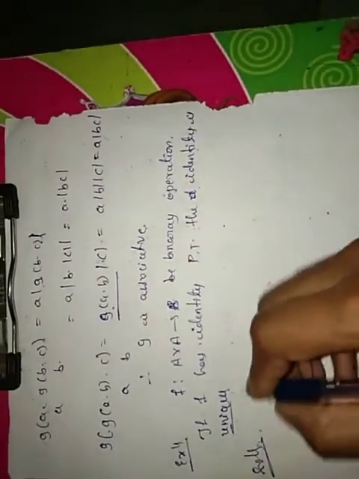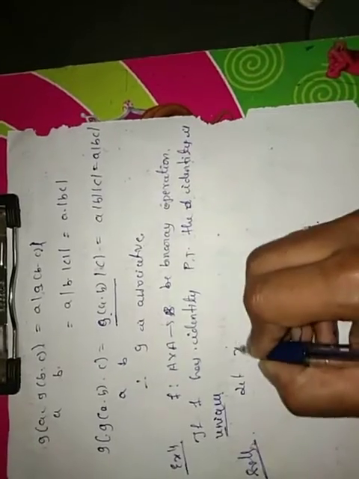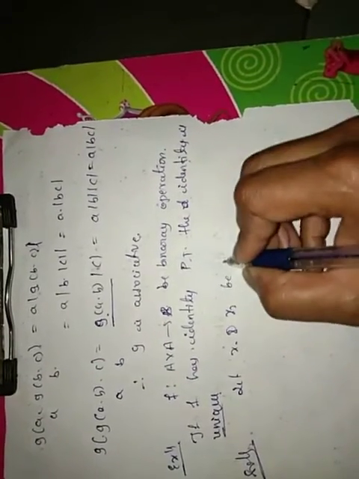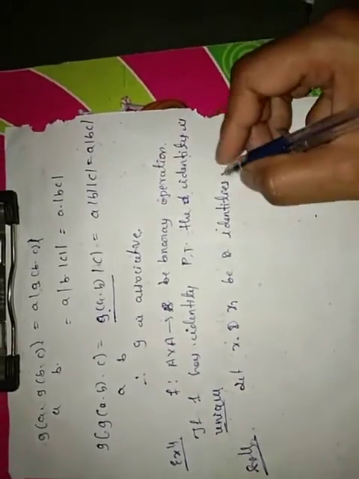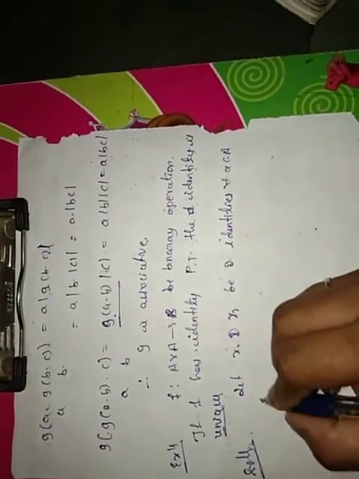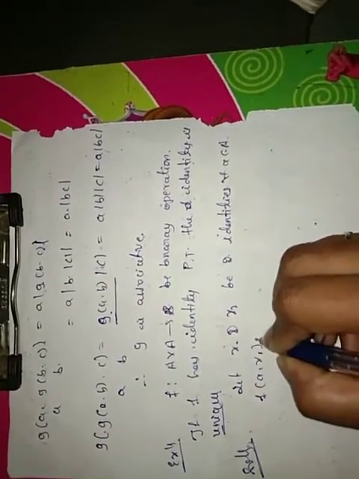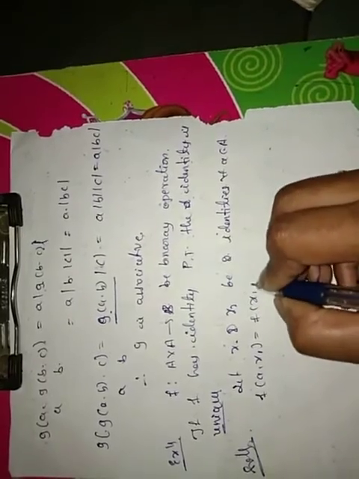Suppose f is a function from A cross A to B, a binary operation. If f has an identity, then we have to prove that the identity is unique. Let x1 and x2 be two identities. For all a belonging to the set A, we have f of a comma x1 equal to f of x1 comma a.